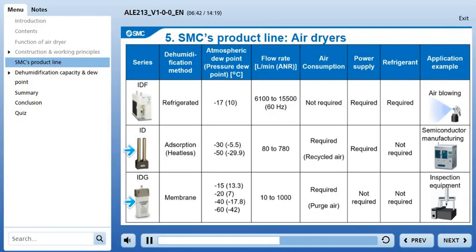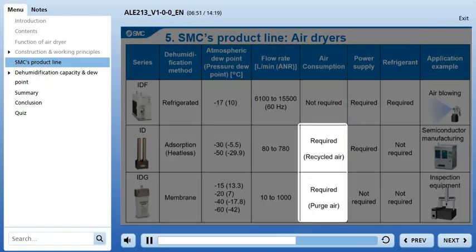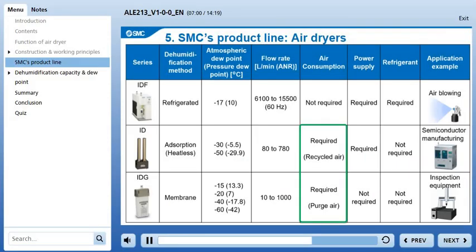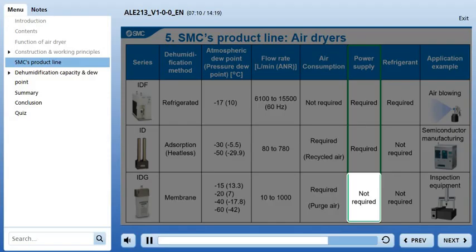Adsorption and membrane air dryers can produce lower atmospheric dew points than refrigerated air dryers, but they consume air to do so. The air consumption is listed in the catalog specifications as recycled air for heatless adsorption air dryers and purge air for membrane air dryers. Note that these types require a supply capacity that exceeds the air consumption and flow capacity. In addition to offering a low dew point, membrane air dryers do not require a power supply, so they can be built into equipment.